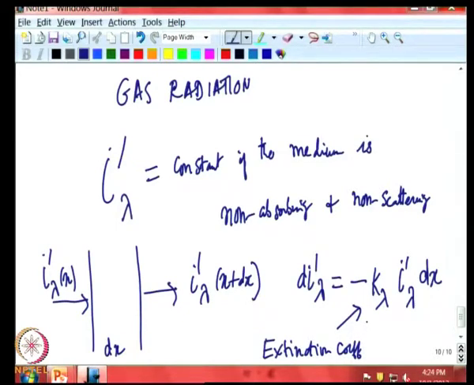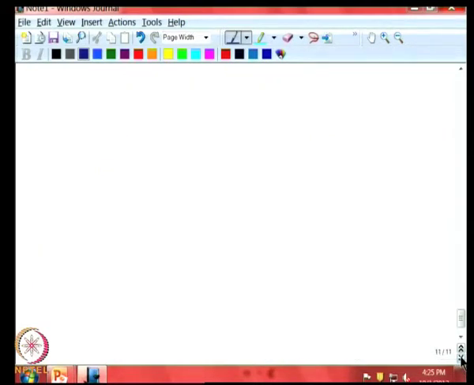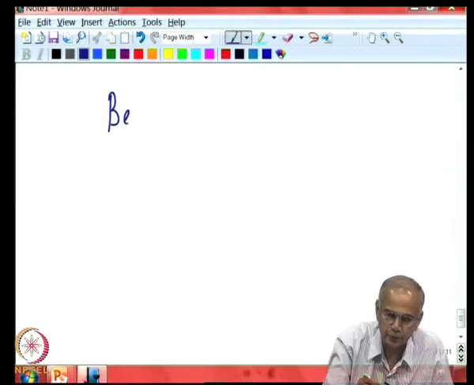So, this statement is saying that the change in intensity in a given direction and wavelength is proportional to the incoming intensity and proportional to the thickness of the element. It is negative because the intensity is decreasing, and the proportionality constant is called the extinction coefficient. Now, this is sometimes called Beer's law or Bouguer's law. That is a matter of which textbook you look up.